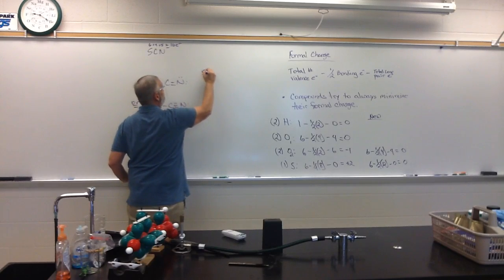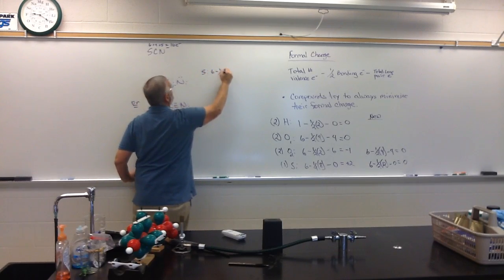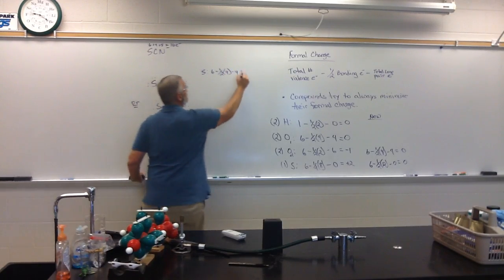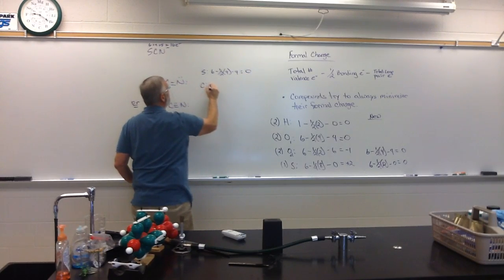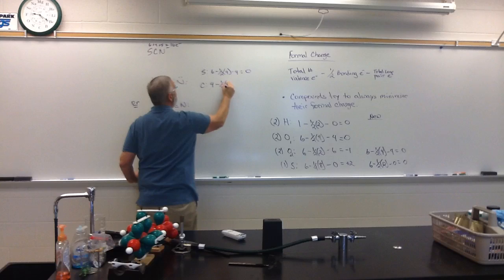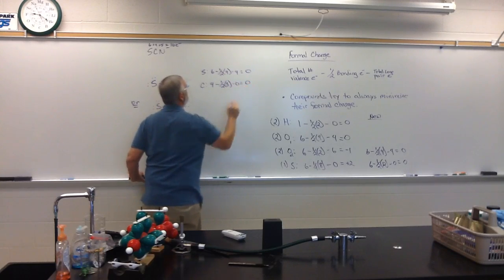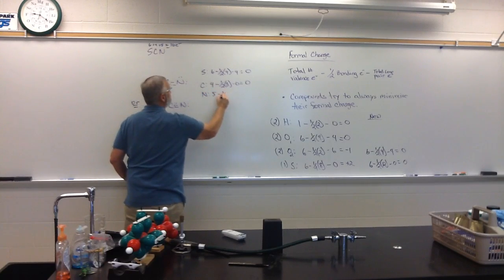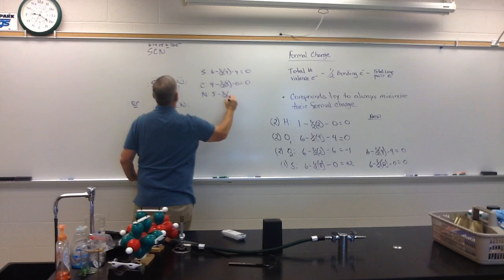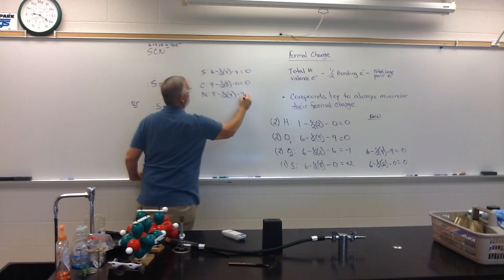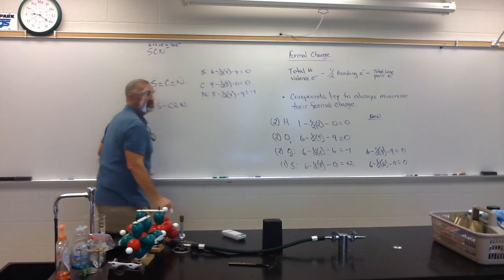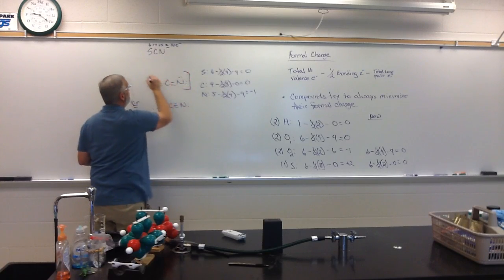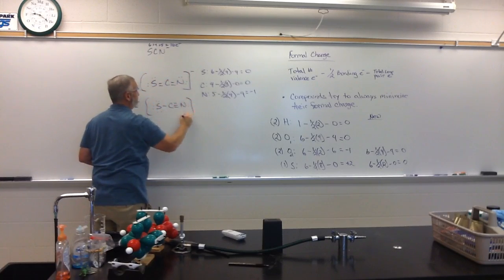So in this one, sulfur: 6 minus 1/2 of 4 minus 4, sulfur equals 0. That's good. Carbon: 4 minus 1/2 of 8 minus 0 is equal to 0. Nitrogen: 5 minus 1/2 of 4 minus 4 is equal to -1. It's unfortunate. Okay, well, it's an ion, this is an SCN minus ion anyway, so it has to add up to that. So that's pretty good.